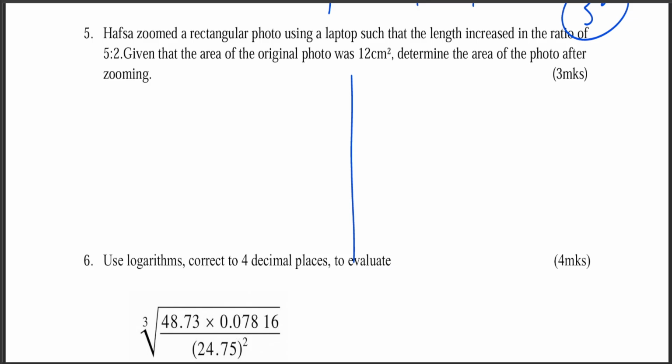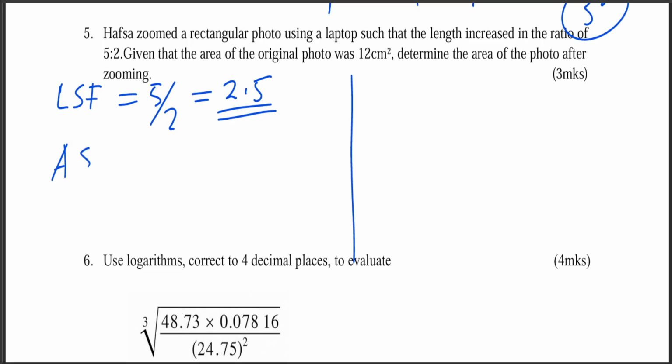So, it increased 5:2, yamaanisha pia our linear scale factor is also 5/2, which is 2.5. So this is our linear scale factor, 2.5. Given that the area of the original was 12 centimeters square, determine the area after zooming. So hii lazima tutafute the ratio of two areas, and that is area scale factor, which we get by linear scale factor squared. So linear scale factor squared ni 2.5 squared. Ukipiga 2.5 times 2.5 itakupa 6.25.